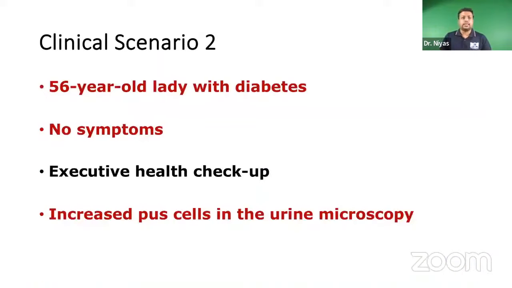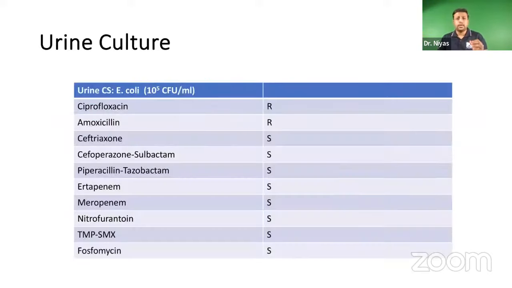Now, the second clinical scenario. Here there is a 56-year-old lady with diabetes. She does not have any symptoms, but she had undergone an executive health checkup, and in that she was found to have increased pus cells in the urine microscopy. Now, a urine culture has come, and the urine culture is showing E. coli at a colony count of 10 raised to 5 colony forming units per ml.